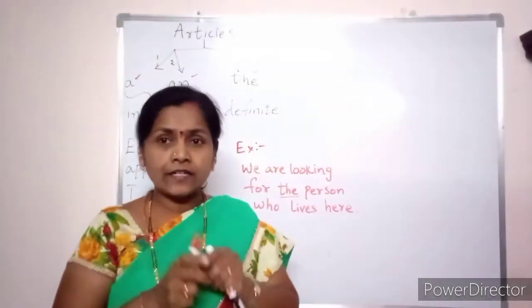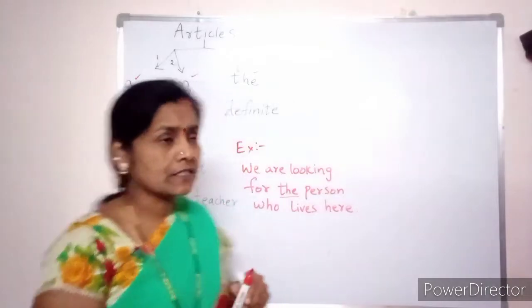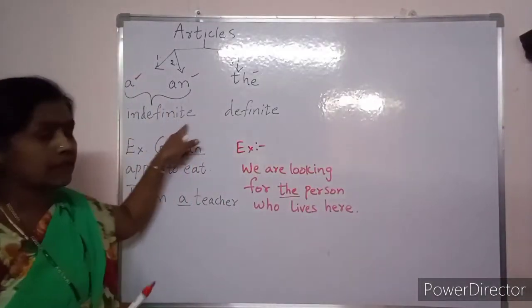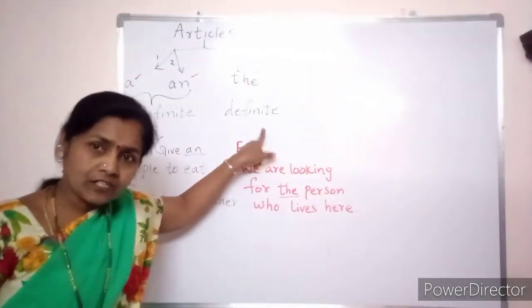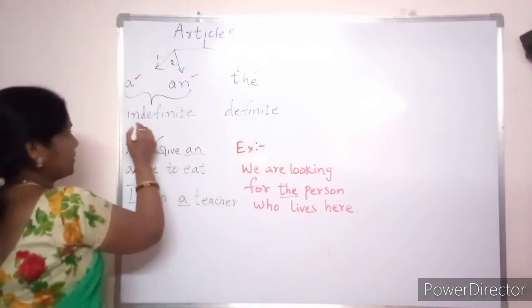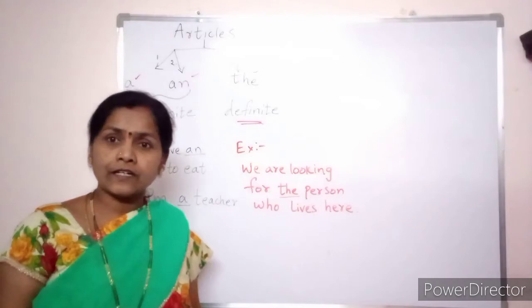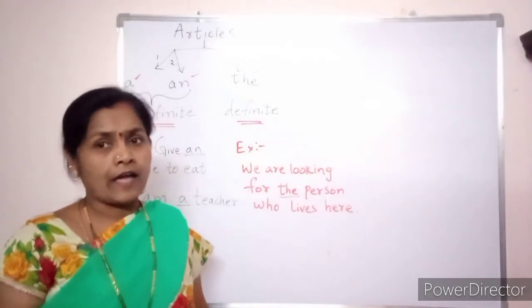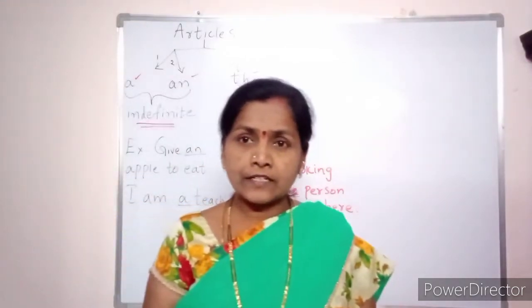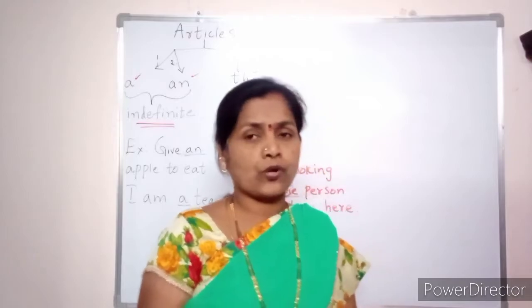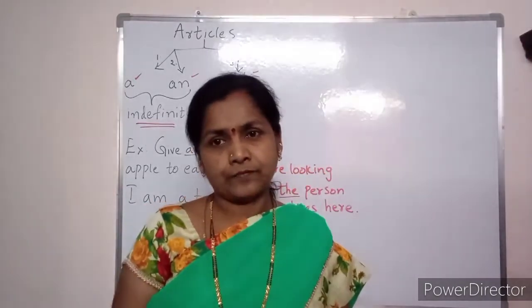Now these articles are divided into two parts: the indefinite articles and the definite articles. What are these indefinite articles? A and an are called the indefinite articles, whereas the is called the definite article.